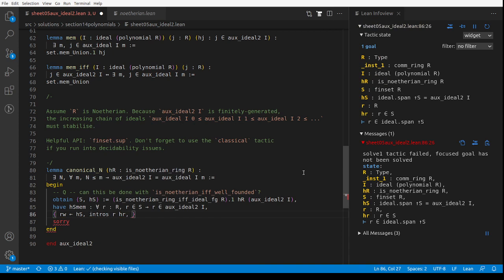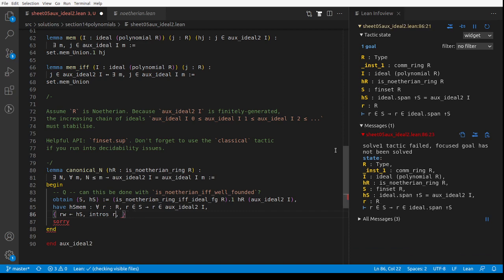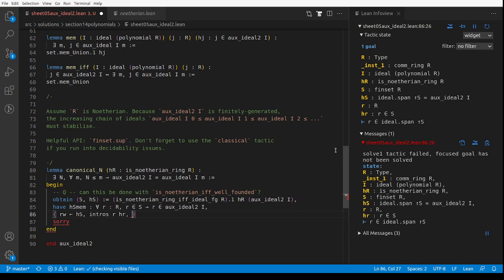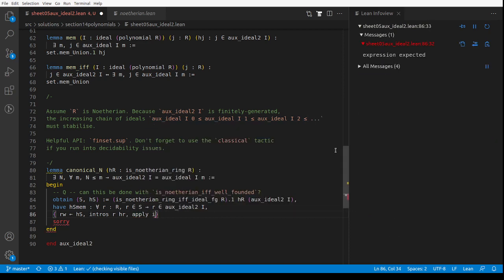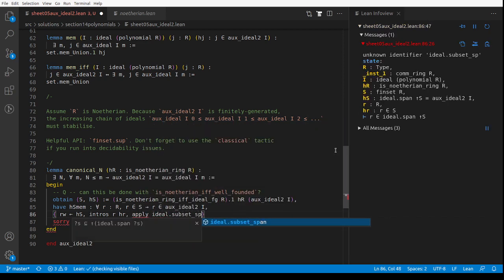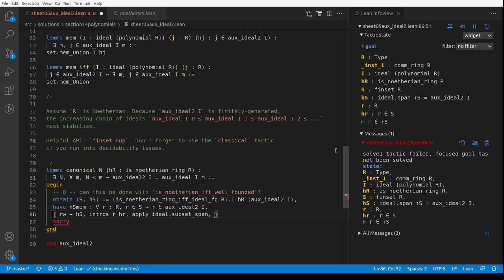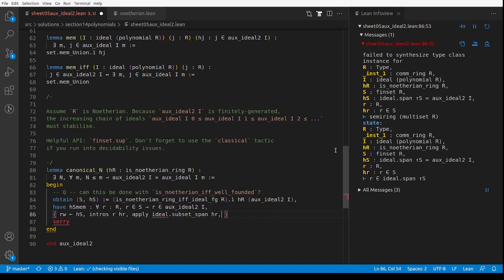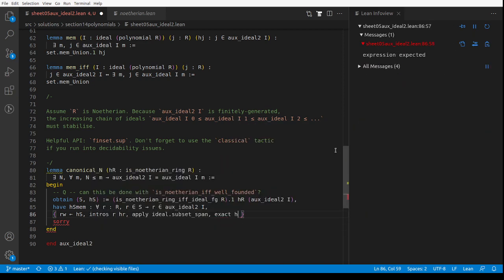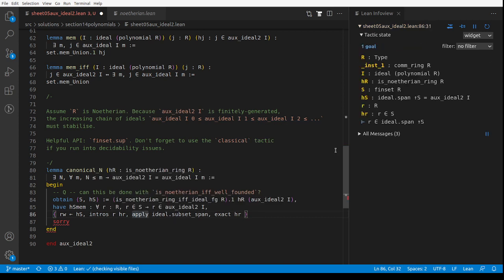Now I have to apply ideal subset span or something. Yes, and now this is HR. Didn't like that. Exact HR. Why did it not like that? That's slightly surprising.